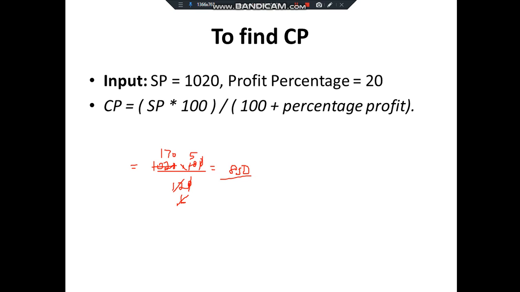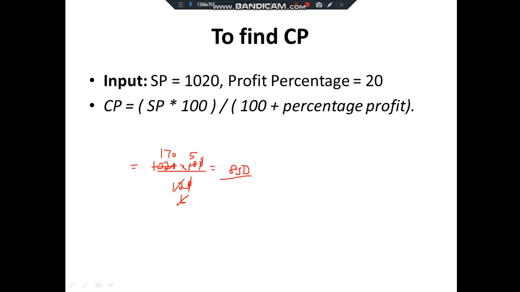We will see the concept of finding cost price given the selling price and profit percentage or loss percentage. Okay. First we will see this formula method. See, selling price is 1020, profit percentage is equal to 20. So cost price is equal to SP into 100 divided by 100 plus profit percentage. When you calculate by substituting, you get the answer as 850.